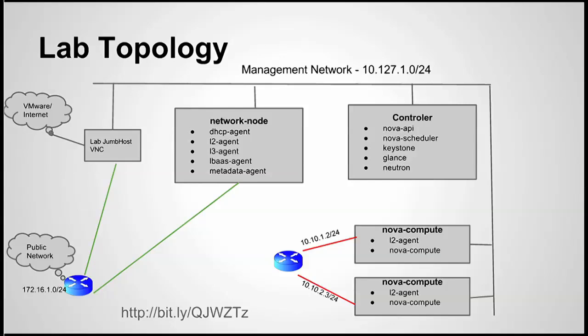There's also a network node. The network node sits on the WAN of the network. That has the DHCP agent, which is responsible for handing out IP addresses to the instance. This is the L2 agent in order to connect all the L2 networks. The L3 agent, which is going to be used to do NATing and floating IPs. It also has the load balancer agent and the metadata agent. And there's also a third instance that is running that has all the OpenStack API endpoints.